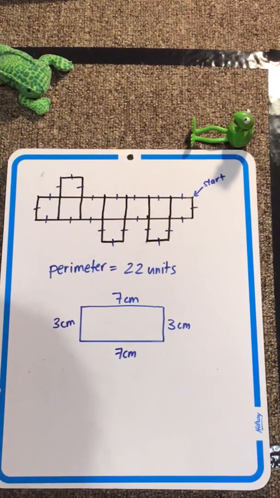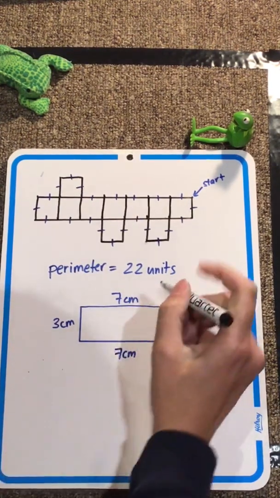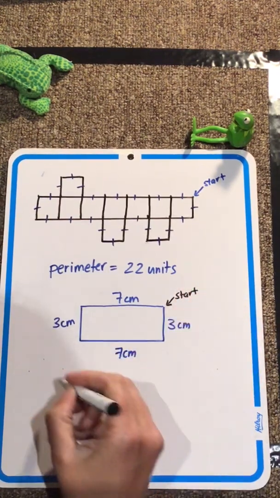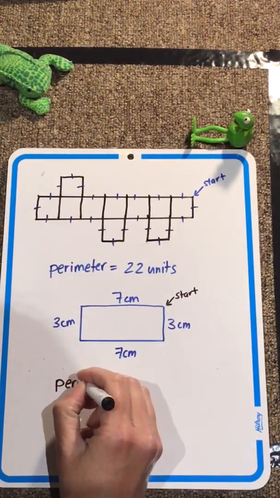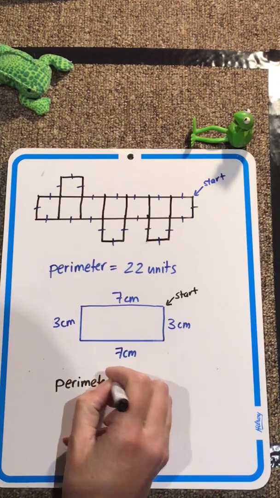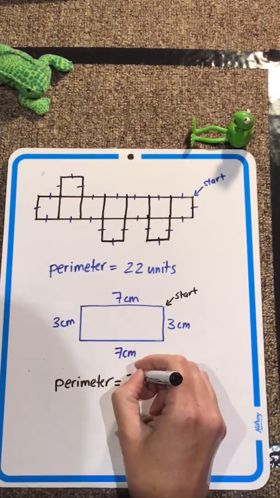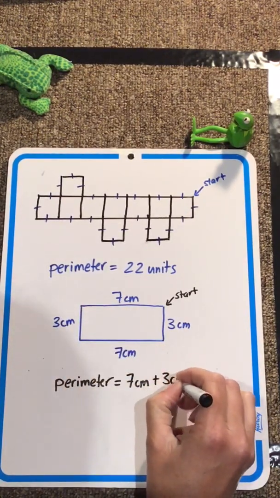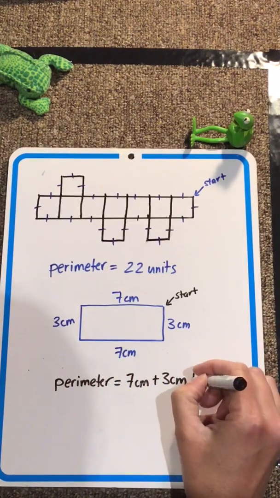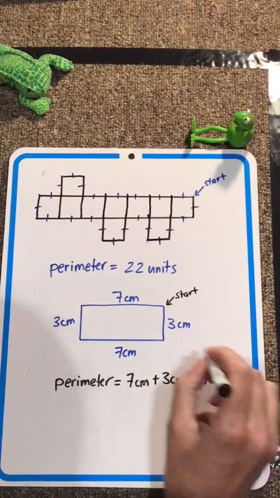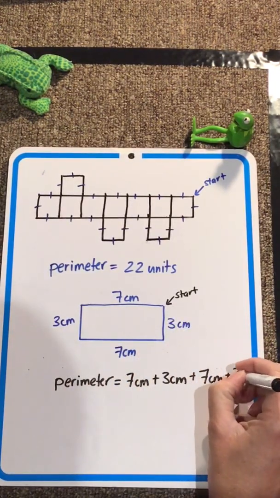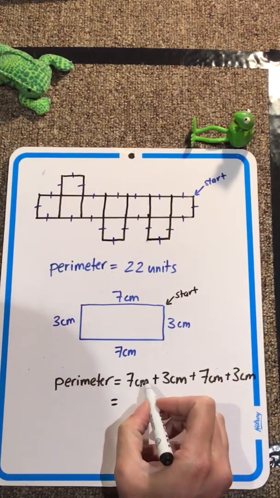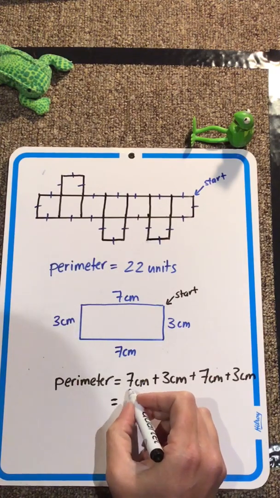So same thing, if Kermie walked around the outside of this one, we'd want to know where he started so that he doesn't get mixed up. And the perimeter, okay, first he goes past a 7 centimeter side, then he walks past this 3 centimeter side, then he walks past another 7 centimeter side, and finally he goes past one more 3 centimeter side. Add those all up. Ooh, this is very fun.